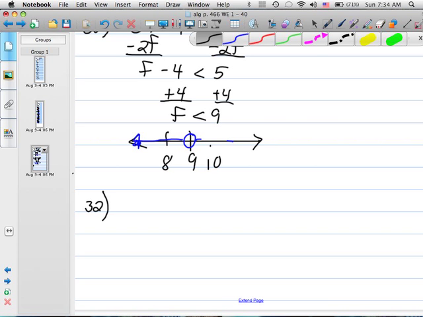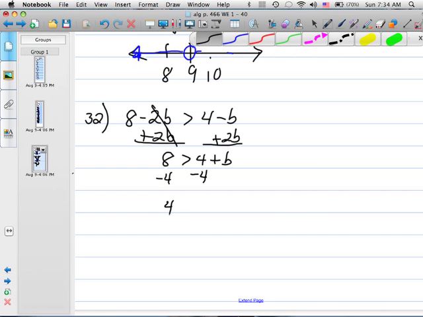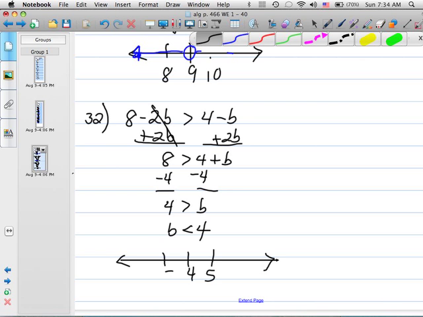32, we have 8 minus 2b is greater than 4 minus b. First step is get the b's on one side, so I'm going to add 2b to both sides. So we get 8 is greater than 4 plus b. Subtract 4. And I have 4 is greater than b, therefore b is less than 4. Graphing that. Put 4 down, 5, 3, and then you put an open circle at 4, shaded to the left, solid arrow.